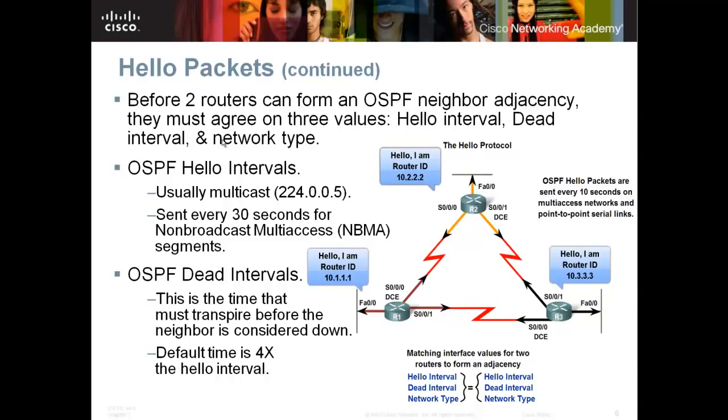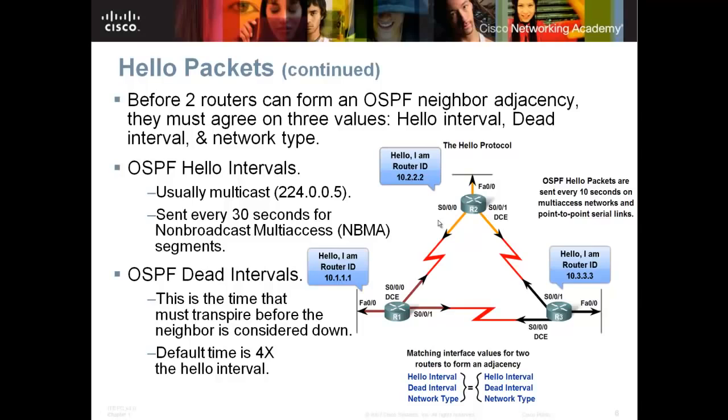So again, hello interval is just how fast I send hello packets, and it's 10 seconds by default. So if you go to one router, like let's assume you go here to R1, and you go to the interface and change its hello time to 15, it will not form a relationship with R2 unless we change the hello time here. So the hello timers have to match.